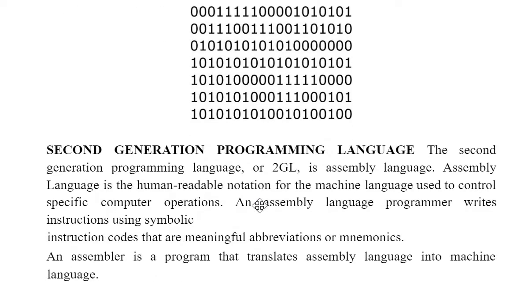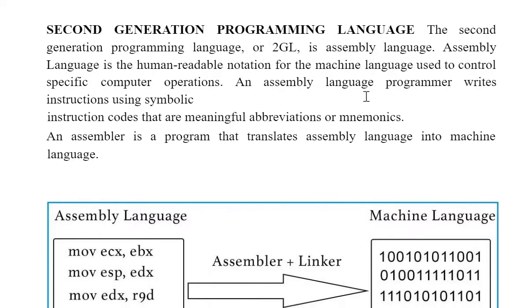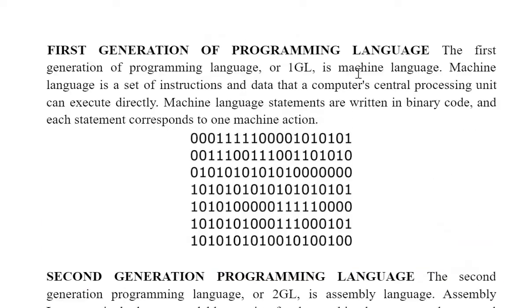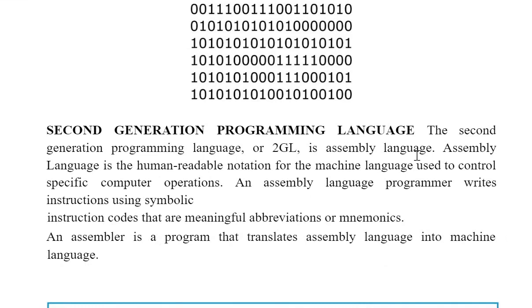Coming to second generation language, these are called 2GL languages and they are also called assembly language. Remember these key points: first generation is called machine language, second generation is called assembly language.